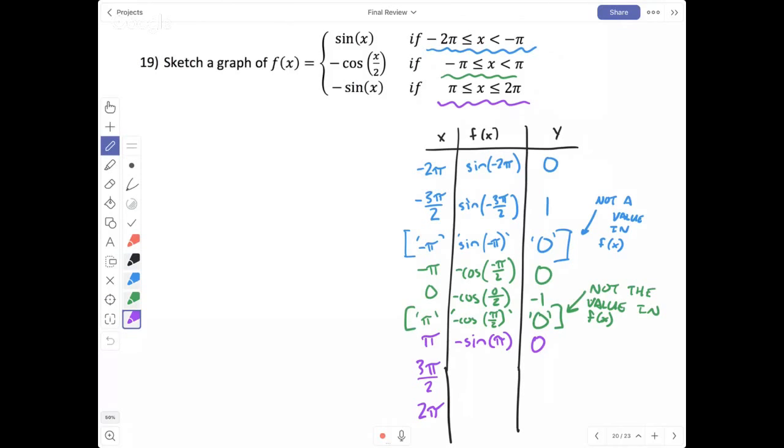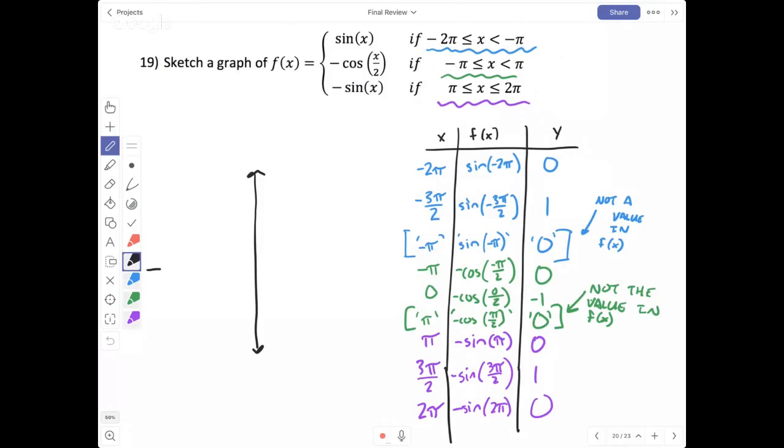Okay, negative sine of 3 pi over 2. Let's see, 3 pi over 2, the sine is 1. Oh no, the sine is negative 1, so negative negative 1 is 1. And then 2 pi, and negative sine of 2 pi. The sine of 2 pi is 0. Negative 0 is 0. Okay. That was fun. Now let's sketch a graph.